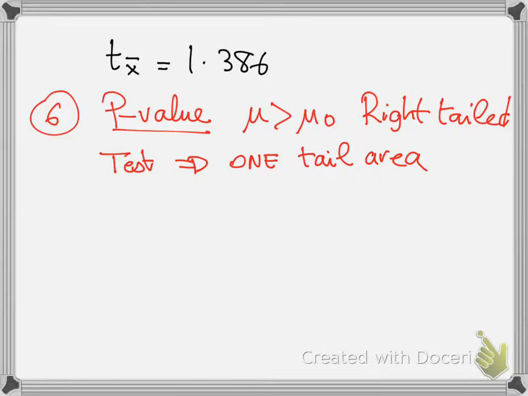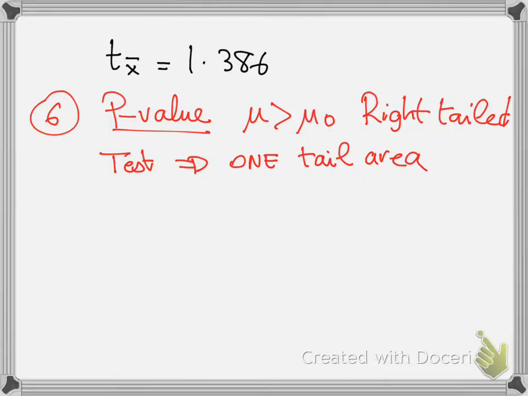Okay. When you have a left tail test or right tail test, there will be one tail area. And if you have a two tail test, there will be two tails area. Okay, so here we are in one tail area.